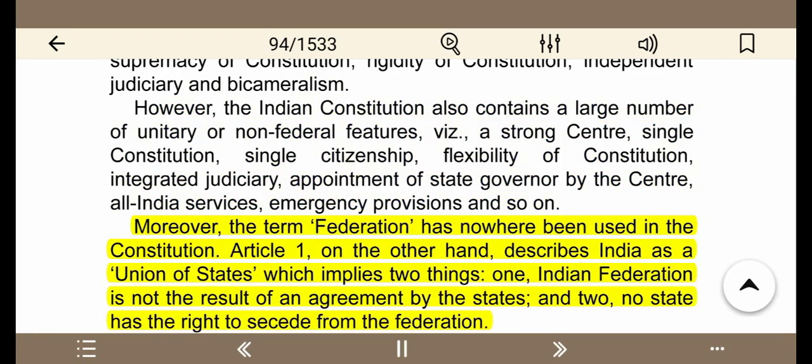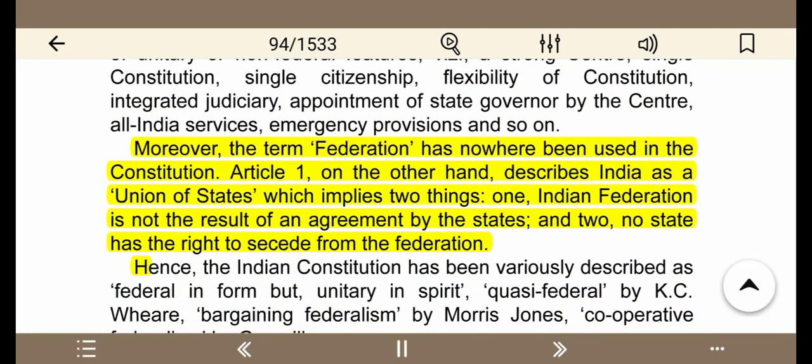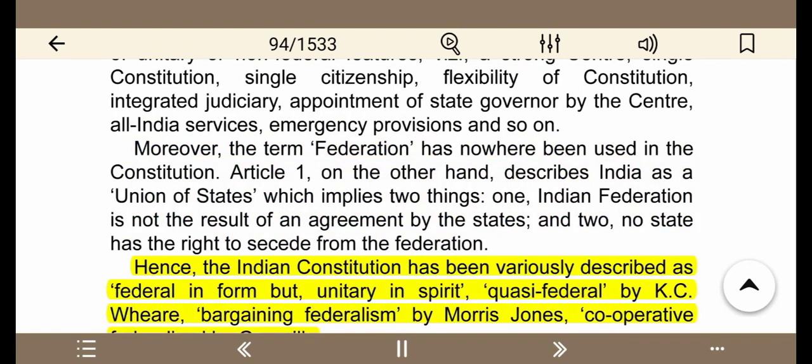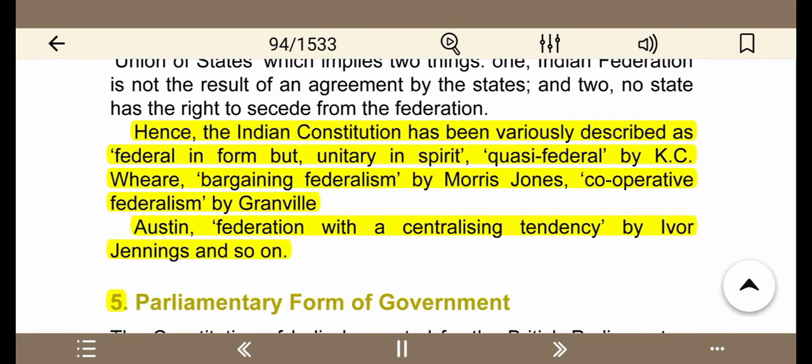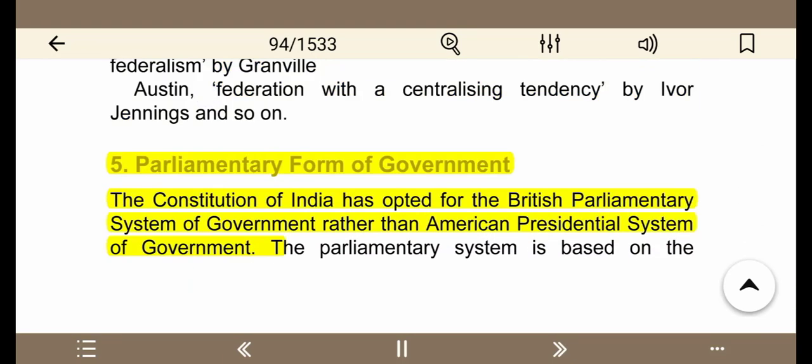Moreover, the term federation has nowhere been used in the constitution. Article 1, on the other hand, describes India as a union of states, which implies two things: 1. Indian federation is not the result of an agreement by the states, and 2. No state has the right to secede from the federation. Hence, the Indian constitution has been variously described as federal in form but unitary in spirit, quasi-federal, by K.C. Wheare, bargaining federalism, by Morris Jones, cooperative federalism, by Granville Austin, federation with a centralizing tendency, by Ivor Jennings and so on.